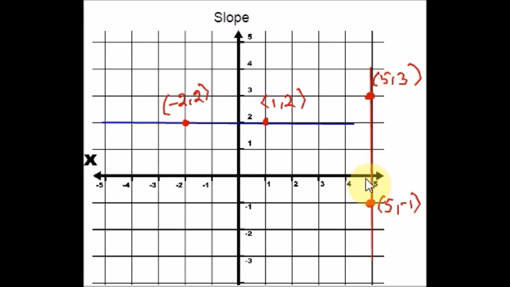But division by 0 has no meaning for the set of real numbers. Am I right? So because of that fact, it is said that the slope of this vertical line is undefined. This is true for all the vertical lines. They all have a slope that is undefined.